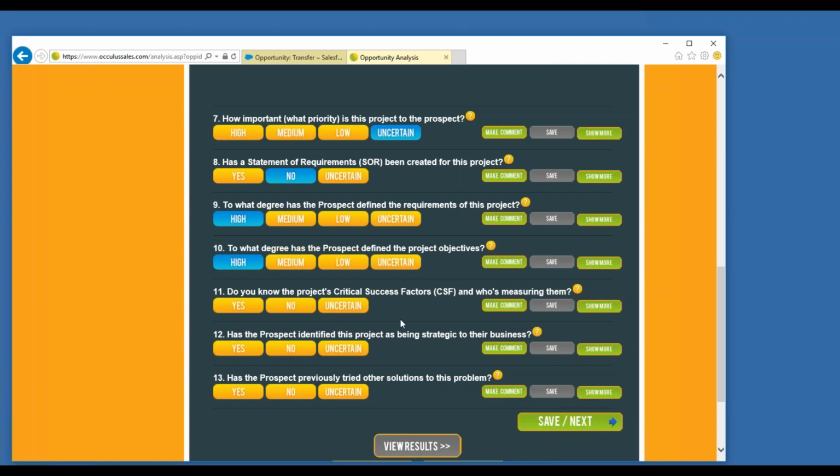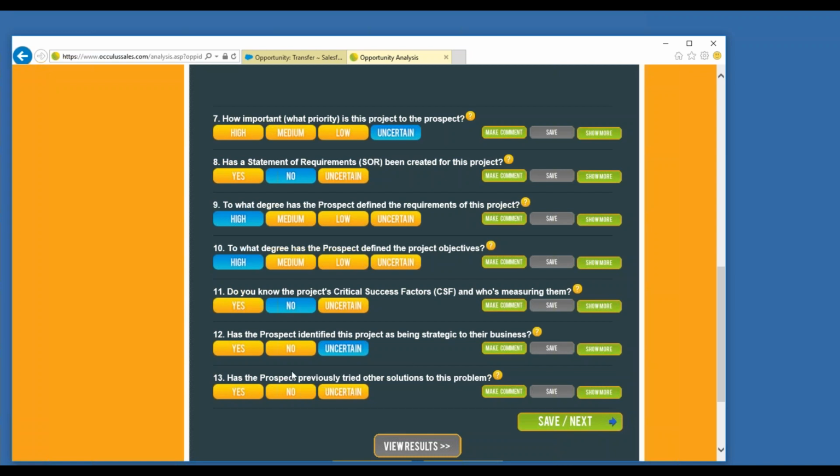The next one is, do I know the critical success factors and who's measuring them? No. Has the prospect identified this project as being strategic to their business? I haven't asked that, but it's a good question to ask. And the reason is that strategic initiatives within a company are the ones that get funded. If it's not strategic, this always gets into the secondary priority list.